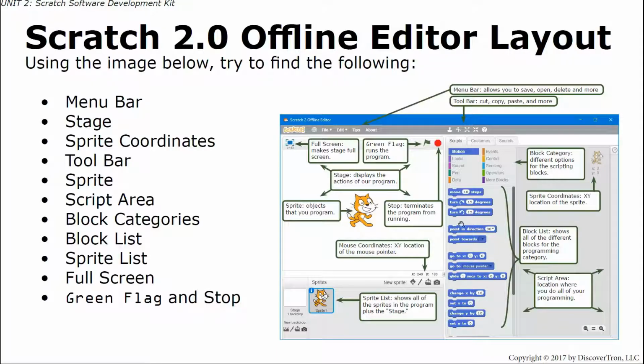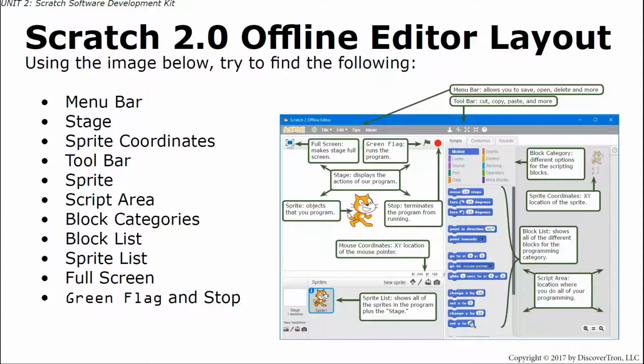Next we have the block categories. The block categories will be here in the script area. Icons right here with the names of the categories that you'll be able to access the different blocks that perform different functions for Scratch. Then we have our block list.